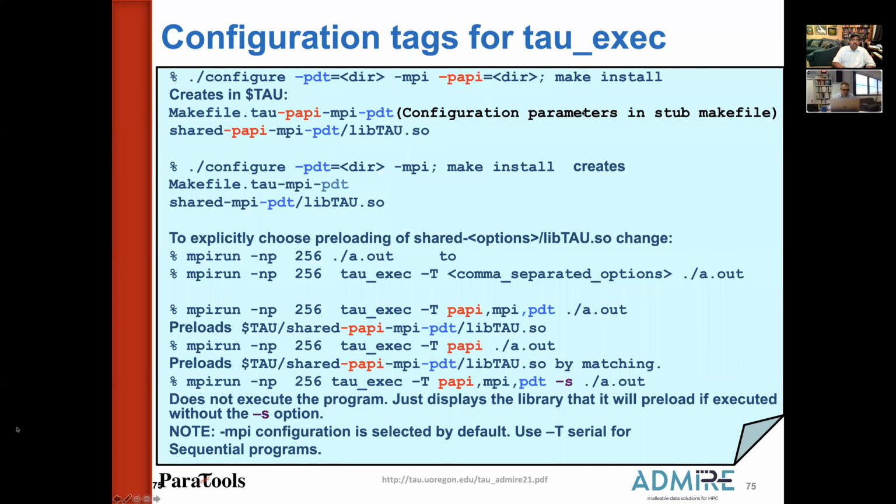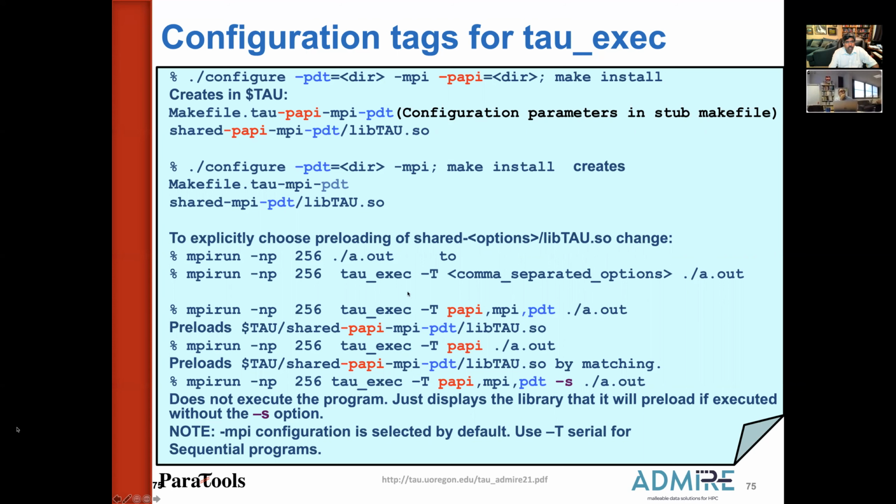Now, what is interesting is that if I configure TAU, say with PAPI or without PAPI, it creates a stub makefile which has the names of these tags in its name. So there's a PAPI MPI PDT. And then it also creates a libtau.so in a directory called shared PAPI MPI PDT, the same tags as the names in the makefile. If I configure TAU without PAPI, it creates one without PAPI like this, shared MPI PDT.